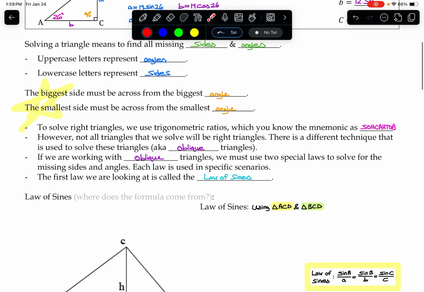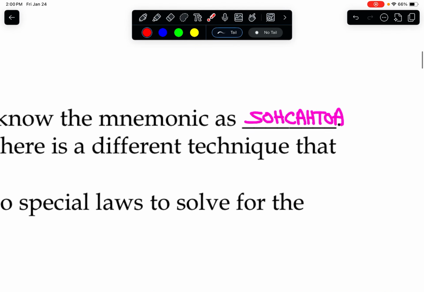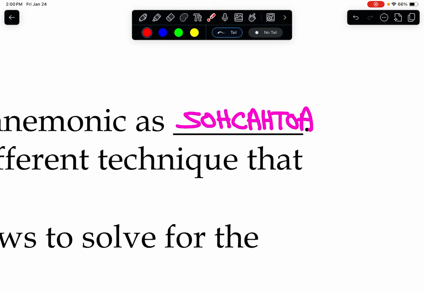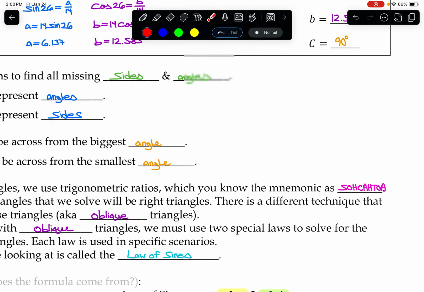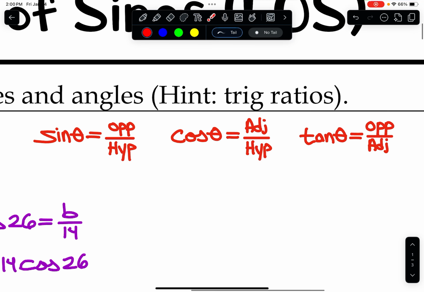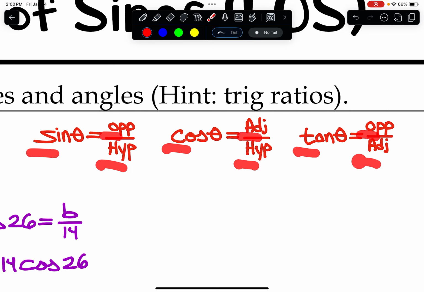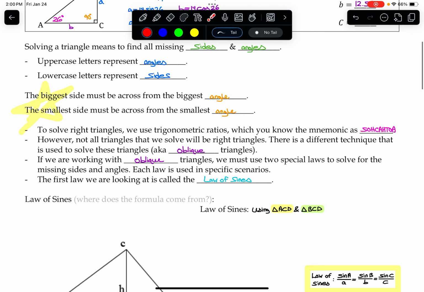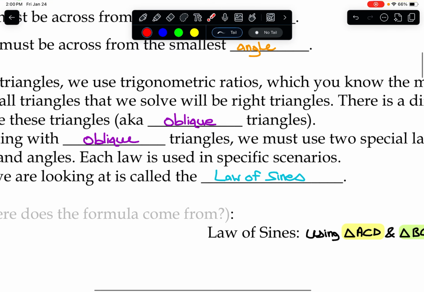To solve using trig ratios, you know that we've used SOHCAHTOA, which is in reference to your trig ratios up here. Sine is opposite over hypotenuse, cosine is adjacent over hypotenuse, and tangent is opposite over adjacent. That's the mnemonic you've used, but SOHCAHTOA is specific to right triangles. The types of triangles we're now going to solve are called oblique triangles, which is a fancy way of saying they're not right triangles.